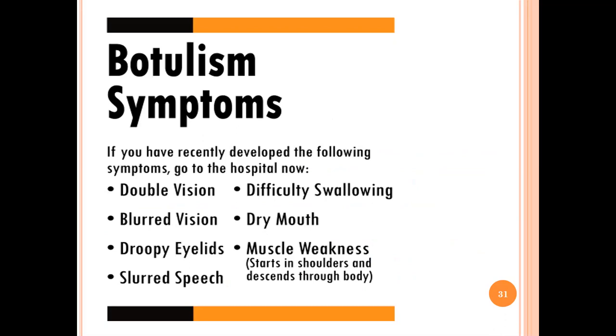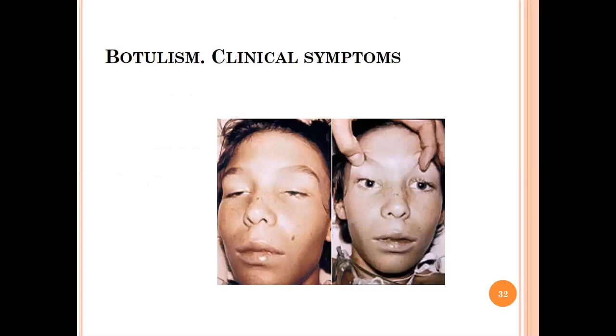And summarizing the botulism symptoms, let's revise again. It's double vision, blurred vision, ptosis of eyelids, voice disorder, swallowing is impaired, dry mouth and lack of salivation, and muscle weakness. And in these pictures, you can see ptosis of eyelids.